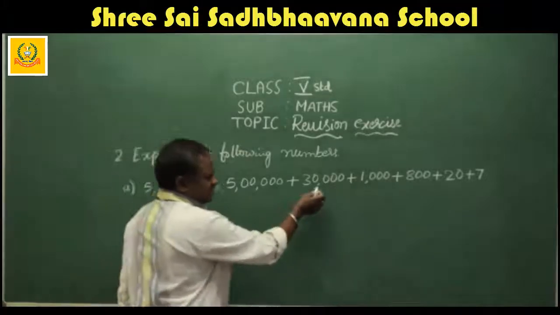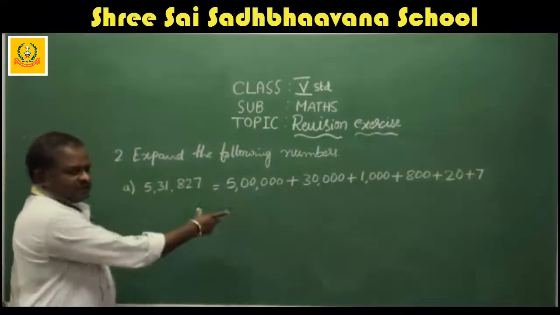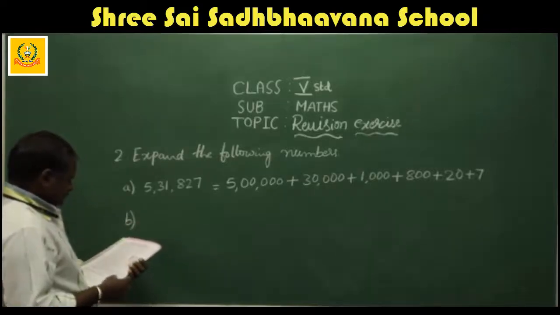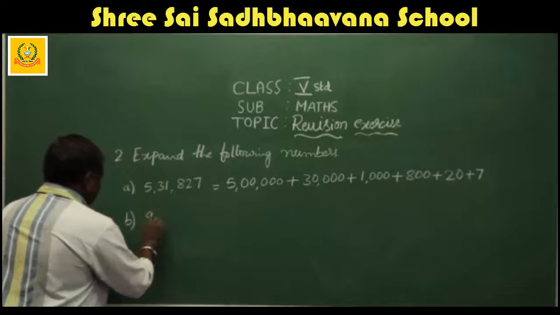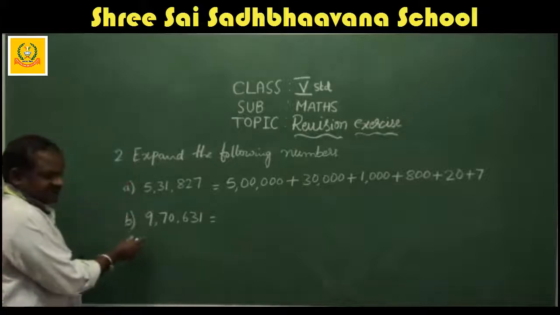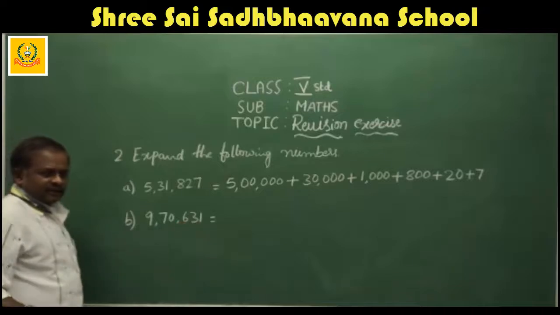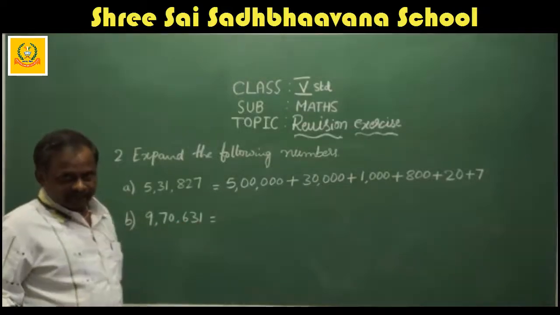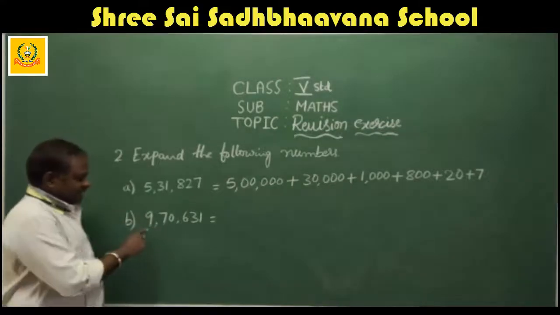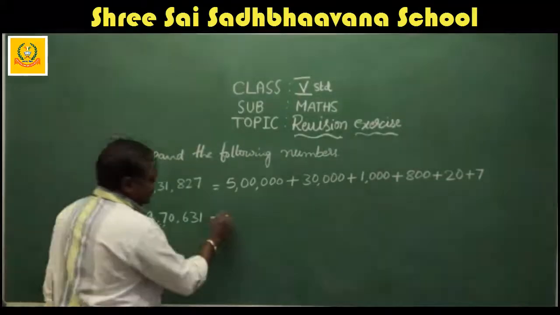5,31,827: 5,30,000, 1,820 and 7. So this is how you expand the number. Another one: 9,70,631. Read this number. You have to repeat along with me, then only you will understand very well. 9,70,631. So it should be written in expanded form.